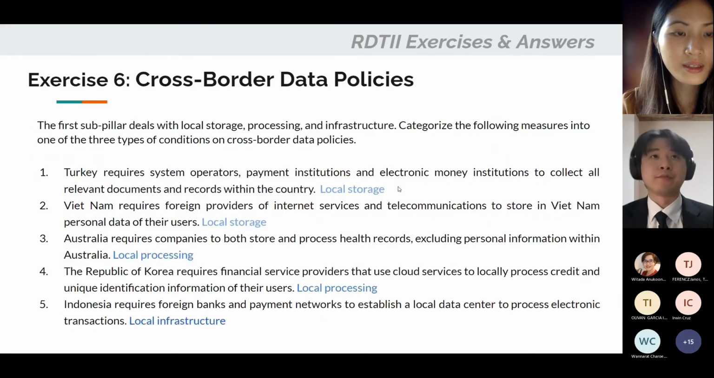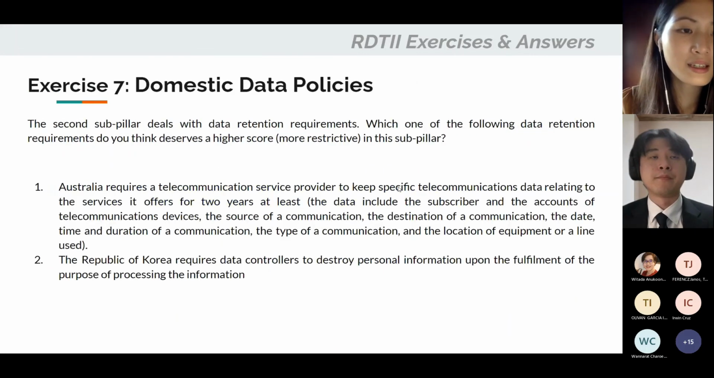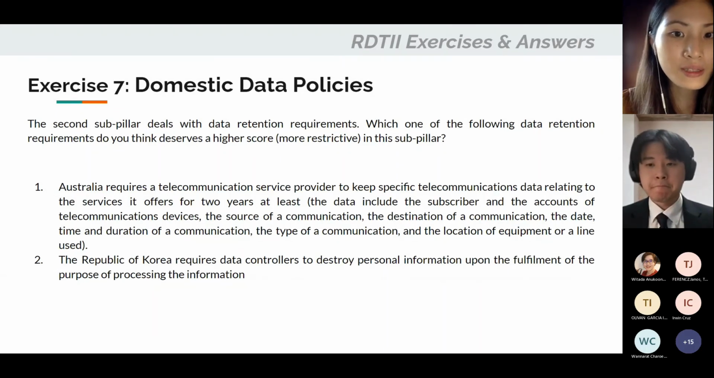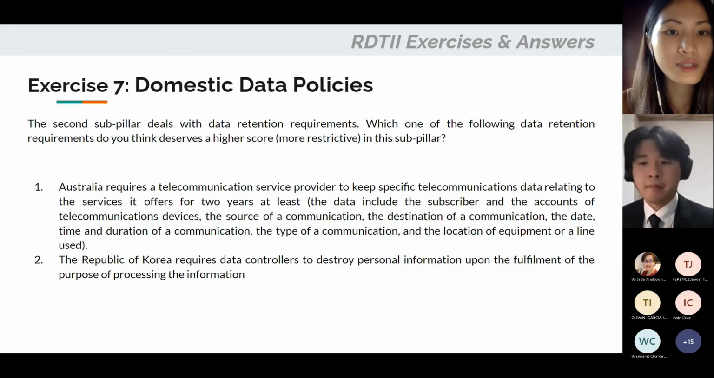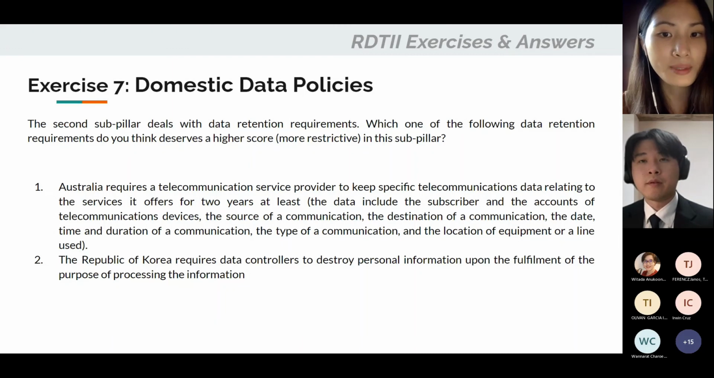Danica, can you start from the exercise? Sure. So I will start on Exercise 7 on domestic data policy. This question asks about the data retention requirement, which is a requirement that the government require the company to retain some data for a certain period of time or certain purpose.